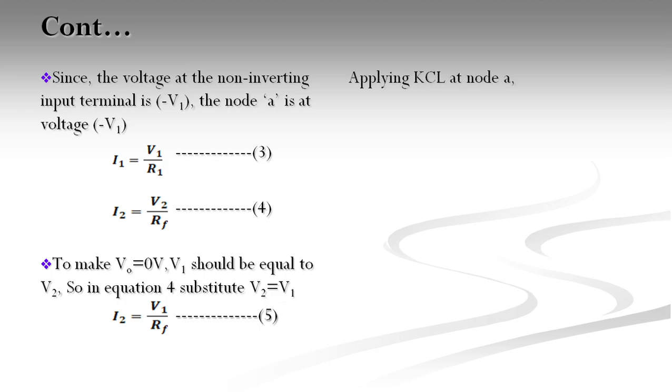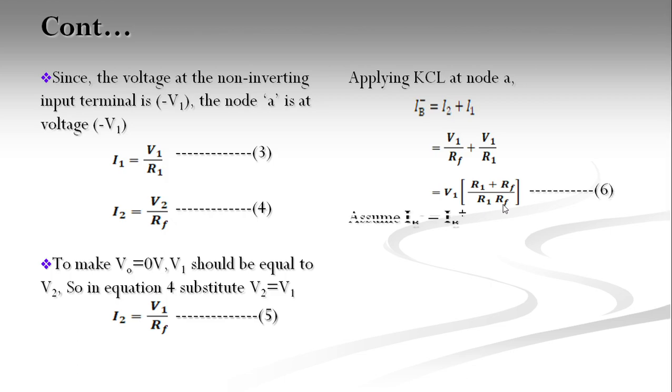Now I apply KCL at node A. The current entering node A is IB minus, so IB minus equals I2 plus I1. These two we already got from equations 3 and 4: I2 is V1 by RF from equation 5, and I1 is V1 by R1. So IB minus equals V1 times (1 by RF plus 1 by R1), and cross multiplying, V1 into (R1 plus RF) divided by R1 into RF. Consider that equation number 6.